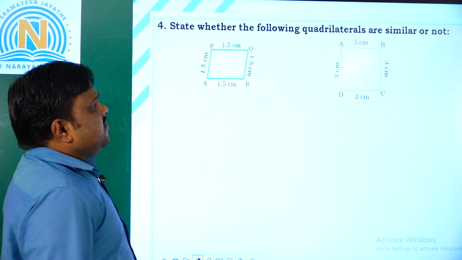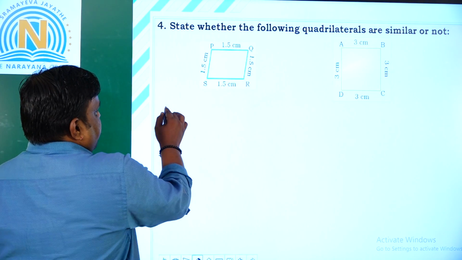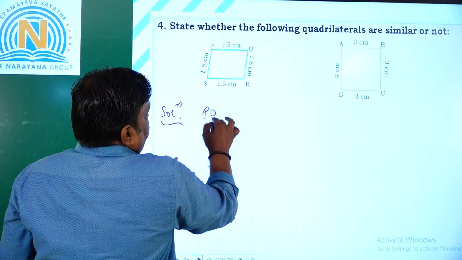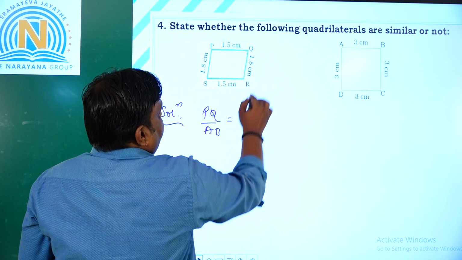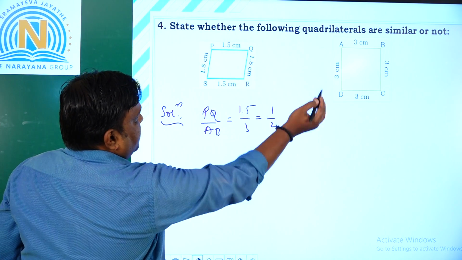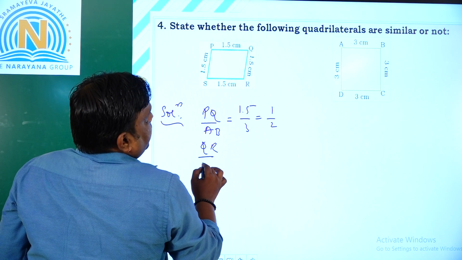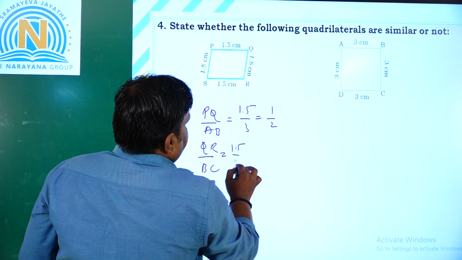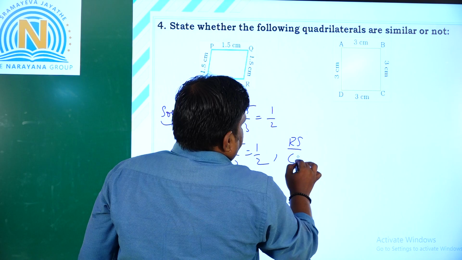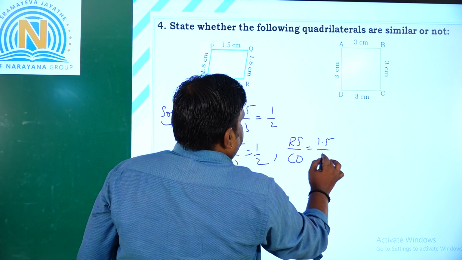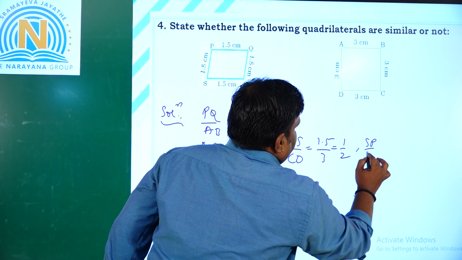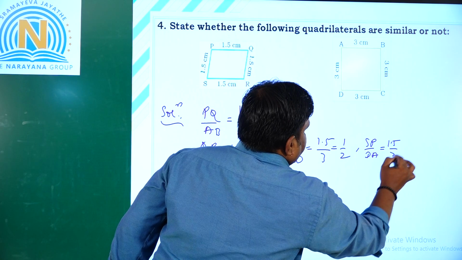Now let us come to the next question. State whether the following quadrilaterals are similar or not. If you observe the two quadrilaterals correctly, the ratio of their sides PQ by AB is equal to 1.5 by 3, that is 1 by 2. Similarly, QR by BC is also 1.5 by 3, that is 1 by 2. RS by CD is also 1.5 by 3, that is 1 by 2. And SP by DA is also 1.5 by 3, that is 1 by 2.